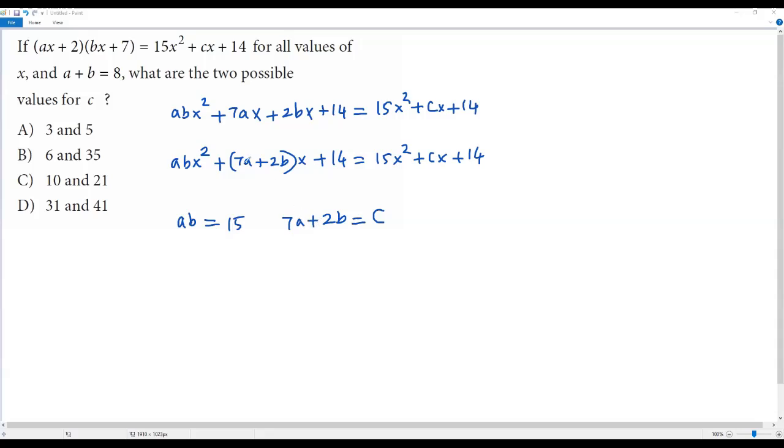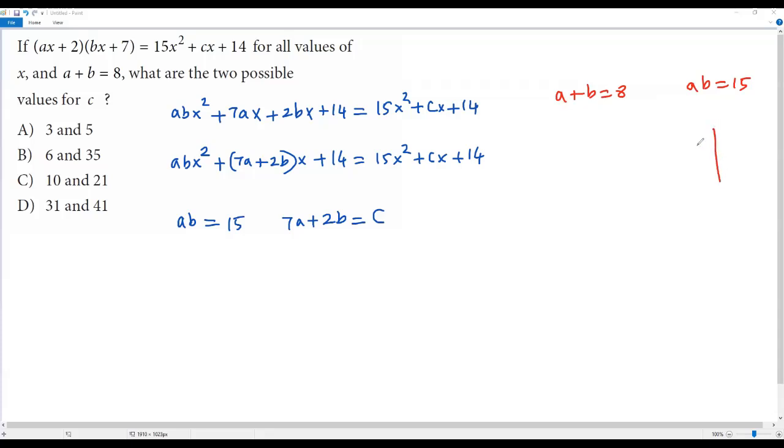According to the question, we have to find the value of c. To get the value of c, first we have to know the values of a and b. So we have to find the values of a and b using the two conditions. The first condition, given in the question itself, is a + b equals 8. And the second condition is ab equals 15, that we got in our working. So what values should I plug in for a and b so that the sum of a and b equals 8 and the product of a and b equals 15?